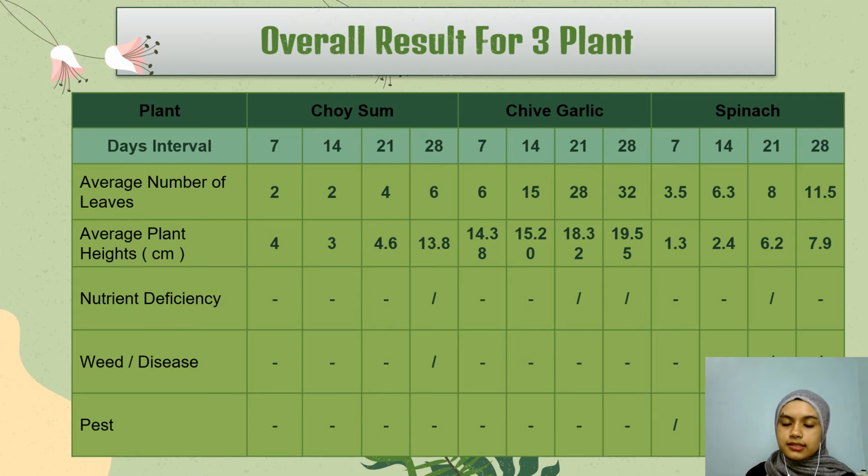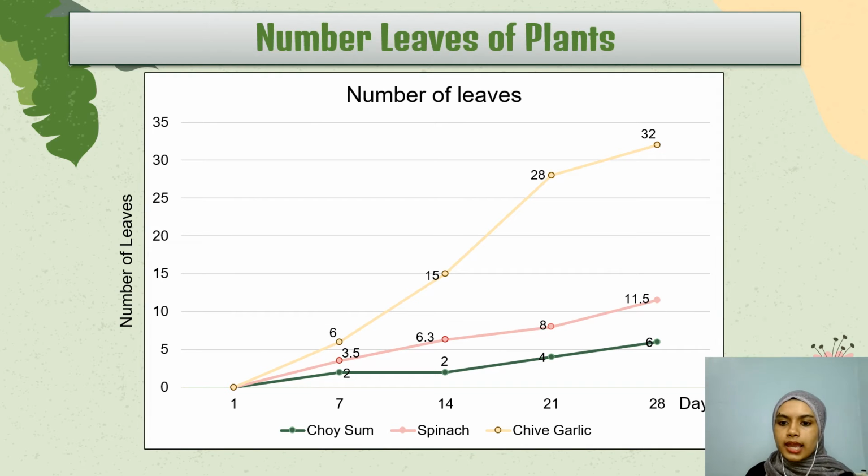So this is the overall result for choy sum, chief garlic and spinach. As you can see here, this is the graph of the number of leaves. We can see that chief garlic has the highest number of leaves from day 7 until day 28, and the lowest number of leaves is choy sum from day 7 until day 28.